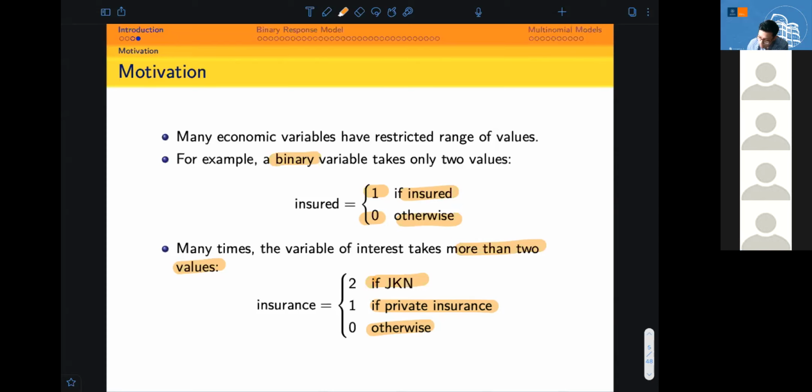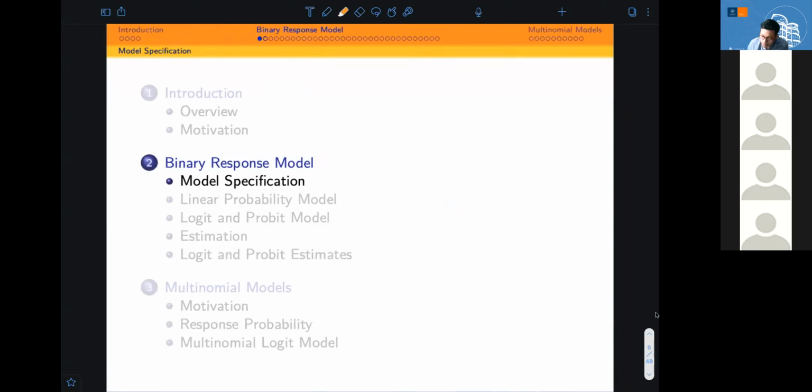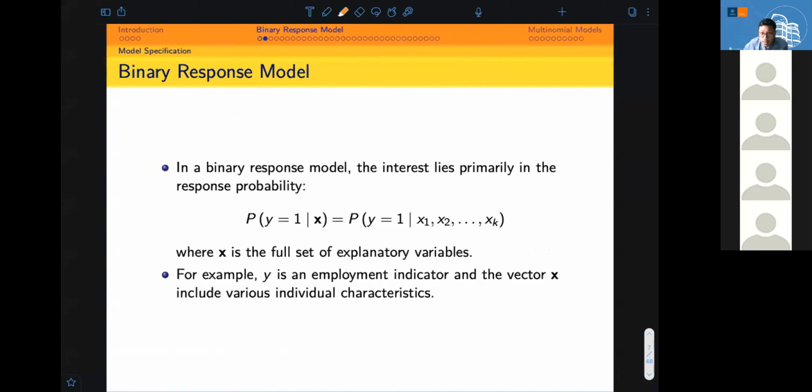So I'm going to continue into the next one, which is the binary response model or the binary variable. I'm going to start with the model specification first. It's quite important for students to be able to understand how to write a binary response model. In a binary response model, the interest lies primarily in the response probability. The way that we write it is the following.